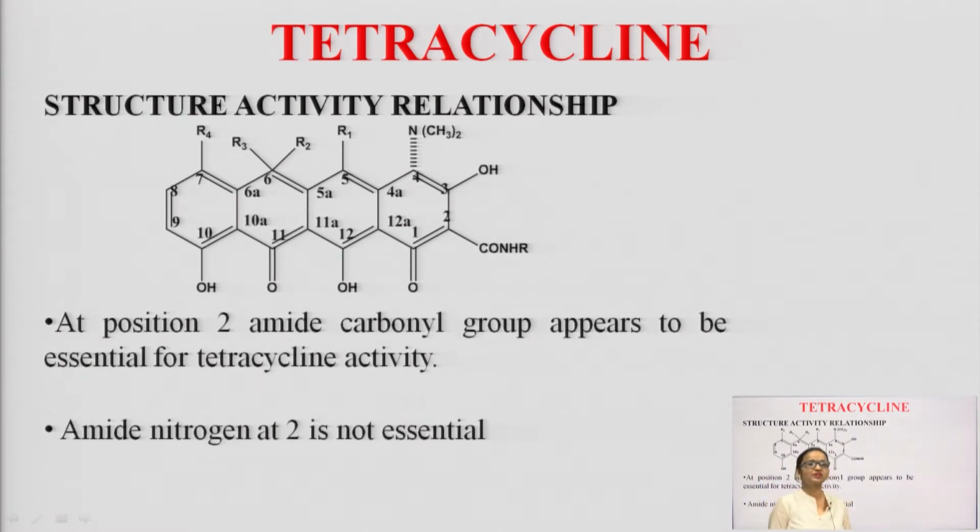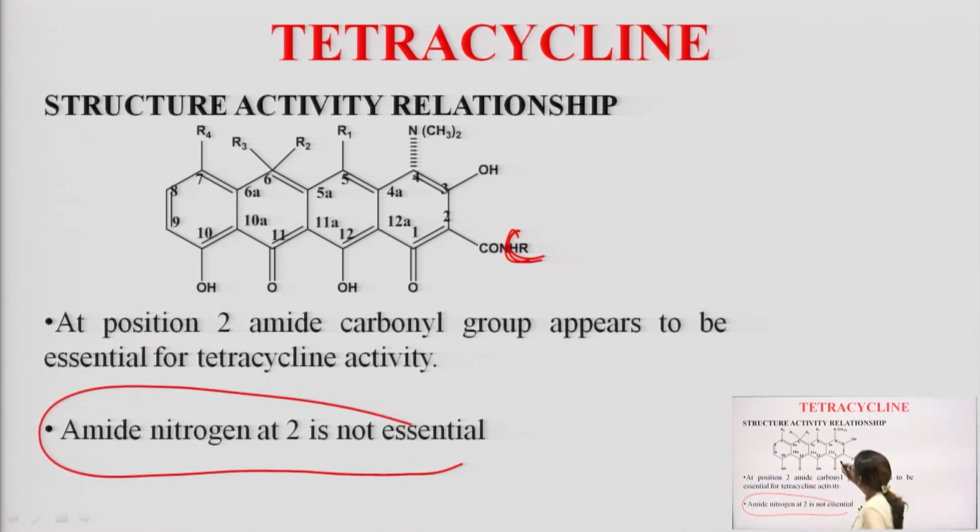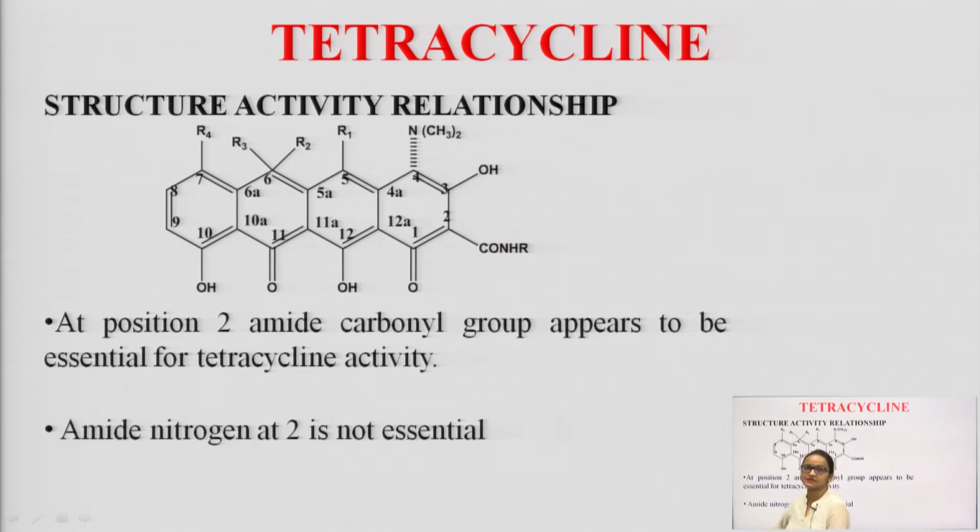Then at position 2 you are seeing CONHR. At position 2 the amide carbonyl group appears to be essential. Amide carbonyl means CO group. This CO group is essential, but this nitrogen you can replace. Okay. This is not essential. We are moving from A to other sides. So, from A and third we have seen that they are essential, and in the second position the amide CO group is essential, but nitrogen is not very essential.